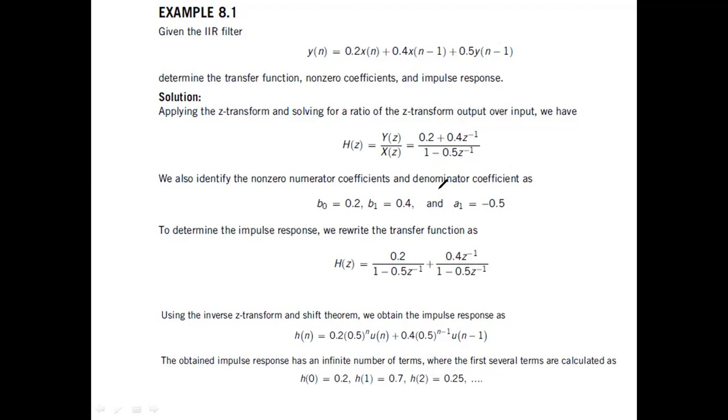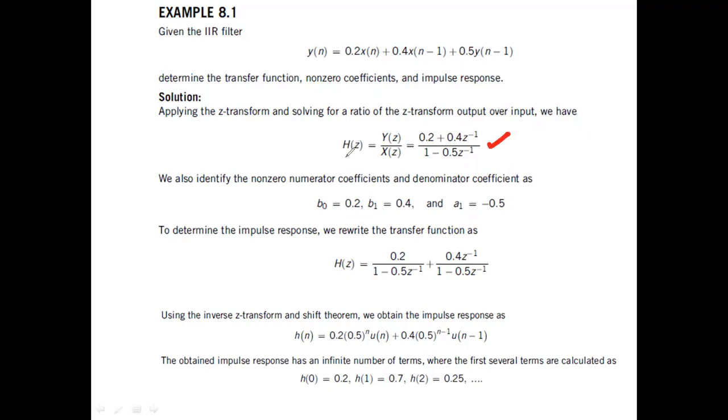And as per the previous template, you can see this was b0, this was b1, this was a1. a0 is always 1. It's understood. Then, yeah, so these are the coefficients, non-zero coefficients. The coefficients of z to the power minus 2 or z to the power minus 3 in the numerator and denominator are all 0. Okay, that's why the term non-zero coefficients. All other coefficients are 0. Okay.